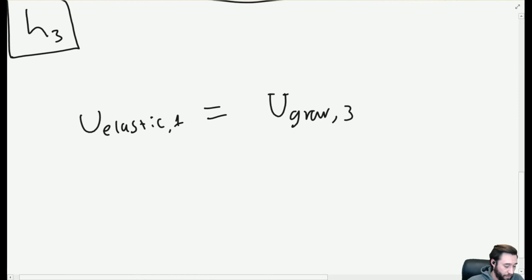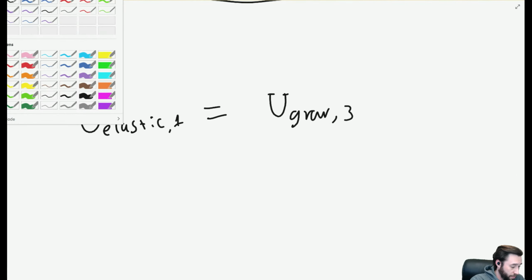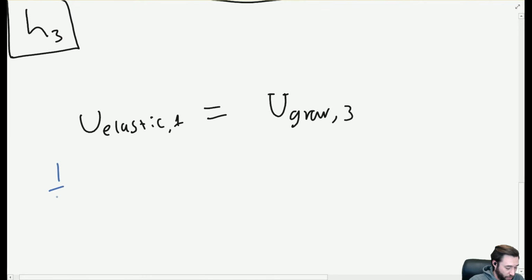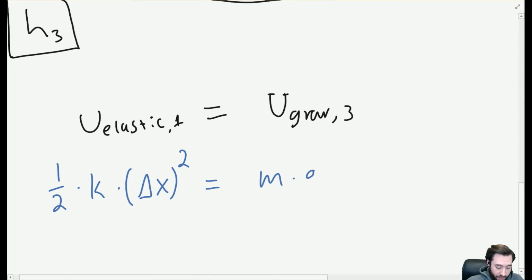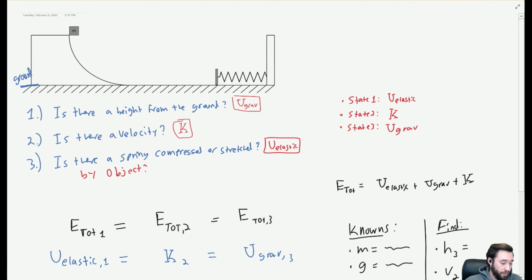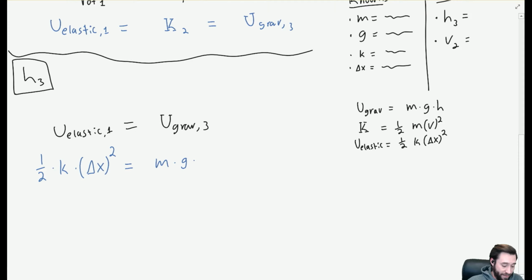All right. Now I'm going to plug in. So U elastic is just going to be 1/2 times the spring constant times the delta x squared. And then my gravitational potential at state 3 is going to be mass times gravity. And because the height changes throughout the problem, the height of the box changes, we have to indicate that it is the height at state 3. So H3. Cool.